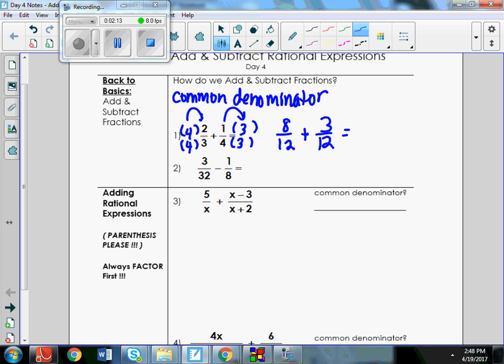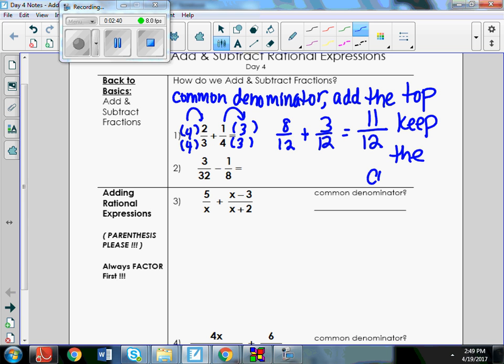Now that I have a common denominator, how do I add them? I've got 8 twelfths and 3 more twelfths. You add the top two, so now I have 11 twelfths. So my second step is add the top, and keep the common denominator. You're adding the numerator, but I didn't have enough room to write that. But you're keeping the common denominator.